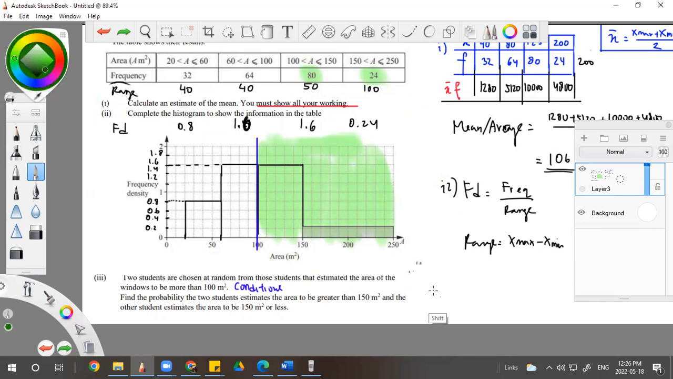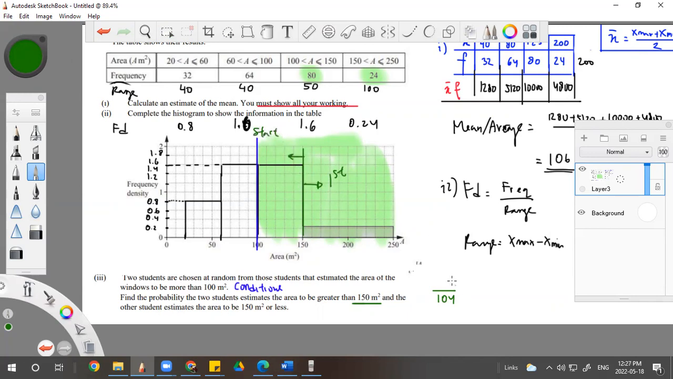Pay attention. Over 104. Find the probability that the student estimates the area to be greater than 150 meters square. He takes the first one, and this is the first student. And the other student estimates the area to be 150 or less. The condition starts from here.